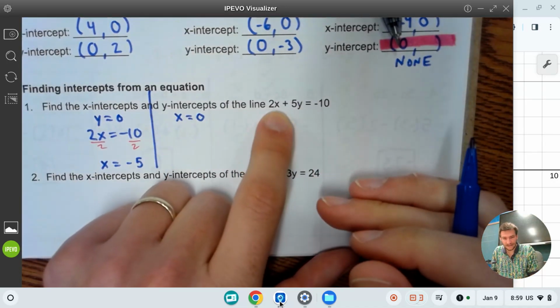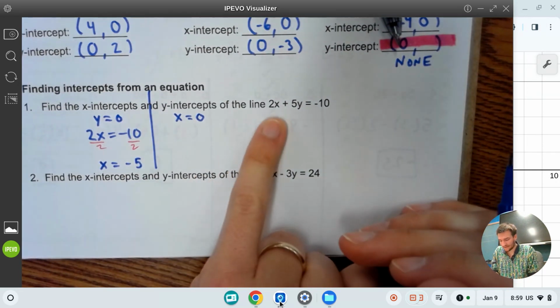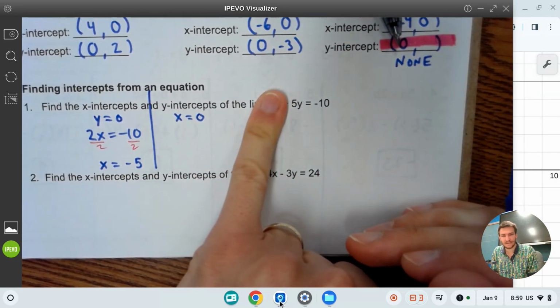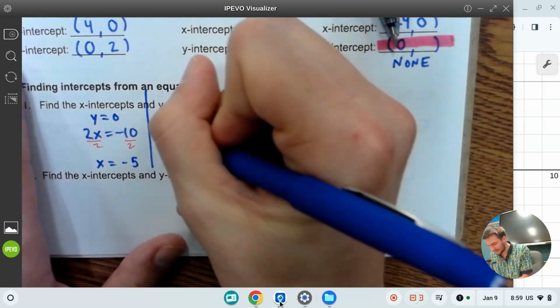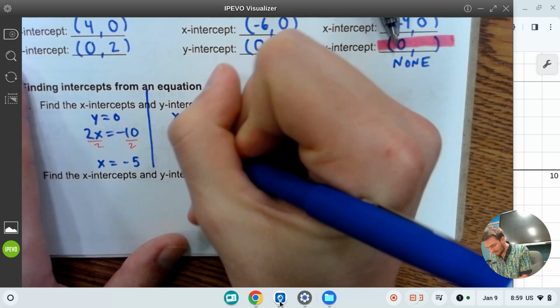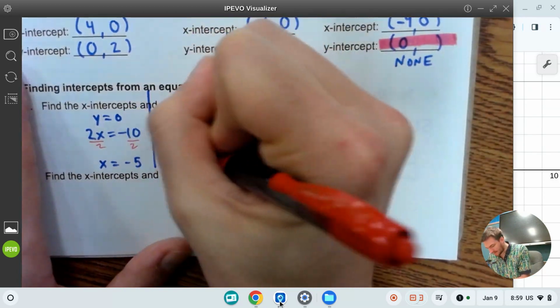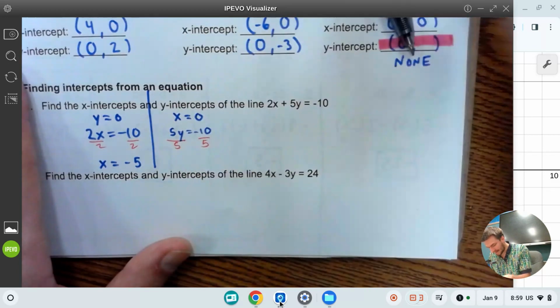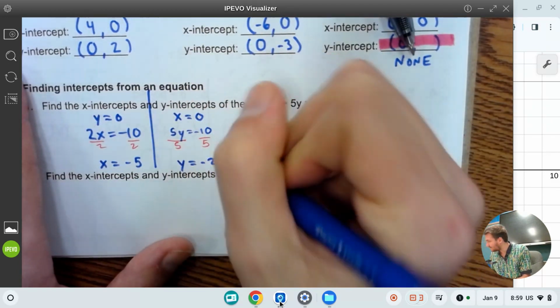Same with the y-intercept. We have the x is going to be 0. And so if this x is going to be 0, just cover up the x. And we have 5y equals -10. This part is going to go away. 5y equals -10. Same thing. First week of school. Divide by 5. Divide by 5. And we have y equals -2.